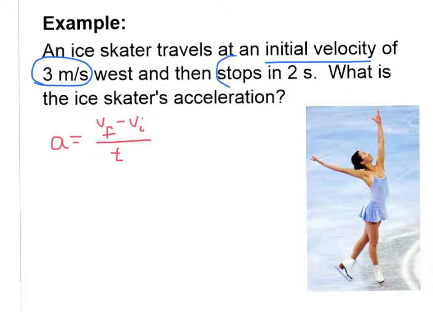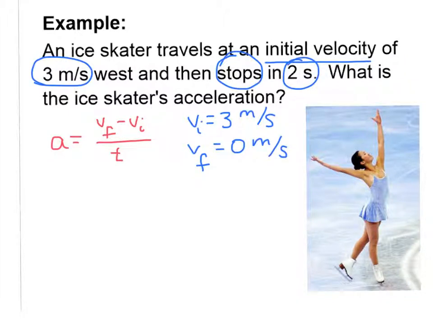Final velocity, I also know. She stops. So my initial velocity equals 3 meters per second. My final velocity would be 0 meters per second. How long did it take her? I know that too. The time it took was 2 seconds.